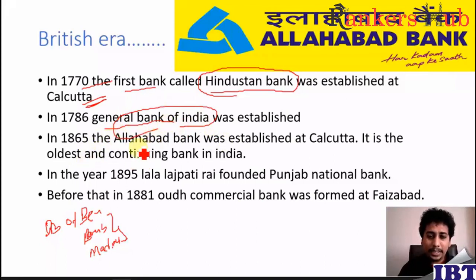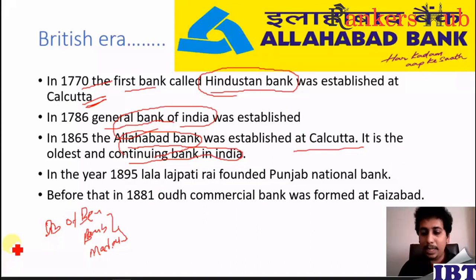In 1865, Allahabad Bank was established at Calcutta. It is the oldest and still continuing bank of India. That is, still prevalent bank, that is Allahabad Bank. That is the reason Allahabad is known as the oldest and at the same time still continuity bank of our country called India. In 1770, the Bank of Hindustan Bank was established.